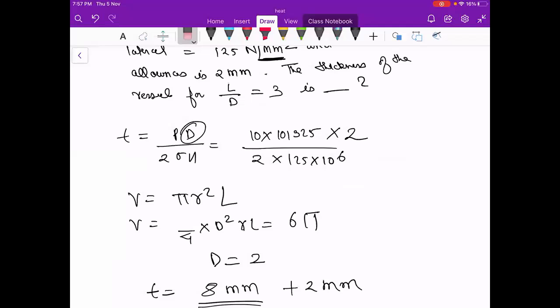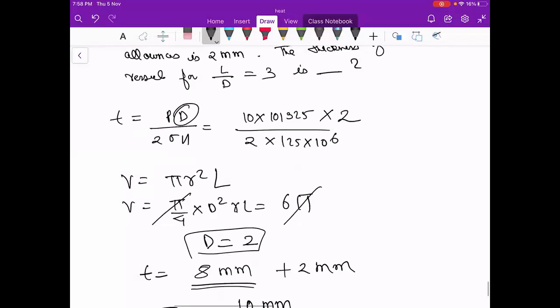Here pi will cancel out. You take D and they have given the ratio L by D. You just put the ratio here, and you will get D equals to 2.